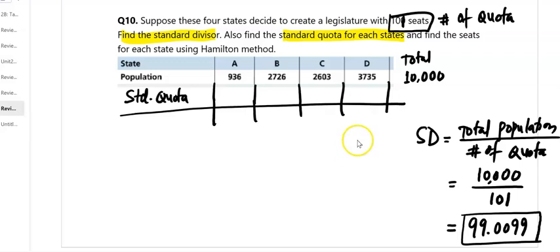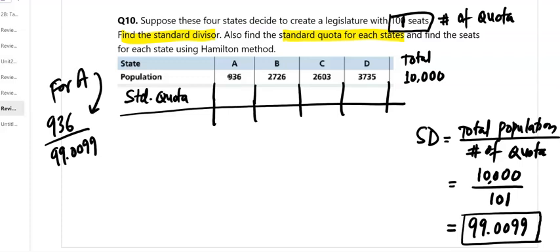So to find A, you divide 936 divided by 99.0099 for A. Okay, that's how you do it. What is that going to be? If you divide these two numbers, you get 9.454. Again, the instruction tells you how many decimal places to round to. It doesn't tell you here, but I rounded to 3 decimal places. This is called the standard quota for A.